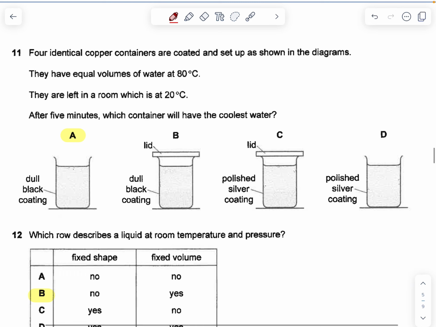Question 11. 4 identical copper containers are coated and set up as shown in the diagrams. They have equal volumes of water at 80 degrees C, and they are left in a room which is at 20 degrees C, which means heat will transfer from a hotter to a colder region.